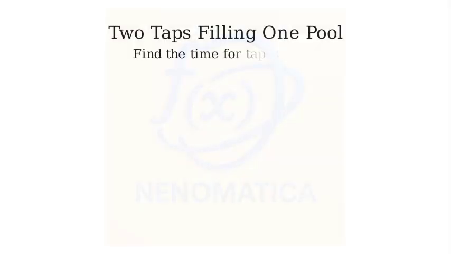Example. 2 taps, A and B, fill 1 pool. Tap A fills the pool 10 hours faster than tap B. If we open both taps together, the pool is filled in 12 hours. If only tap B is open, in how many hours will the pool be filled? We'll solve step by step using a clean rate equation.